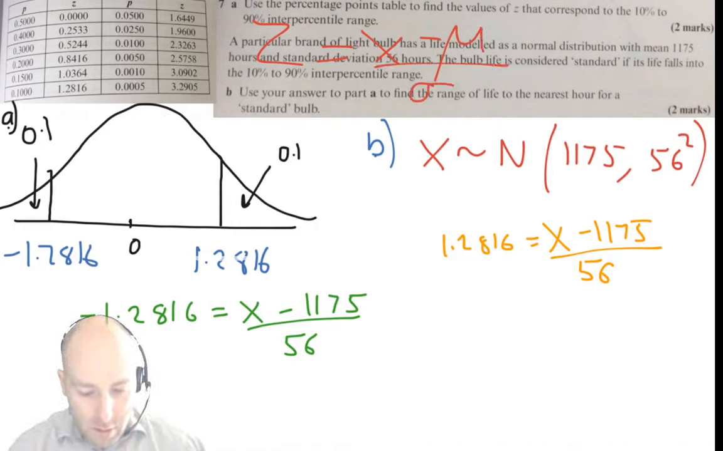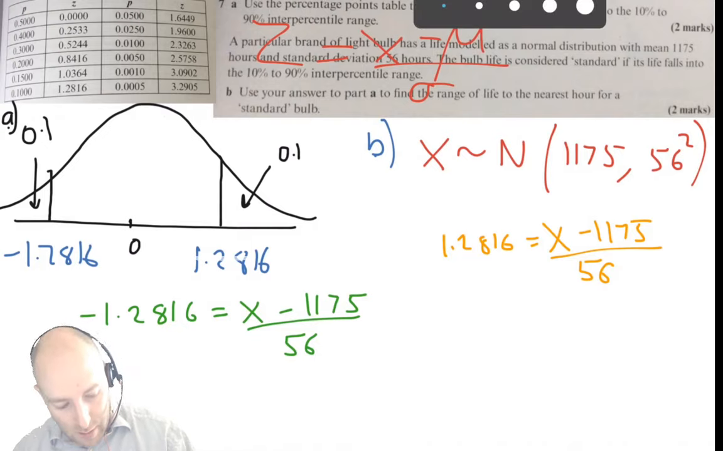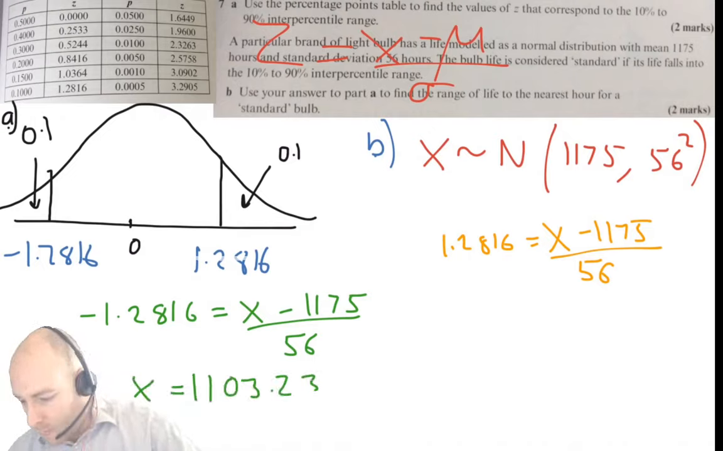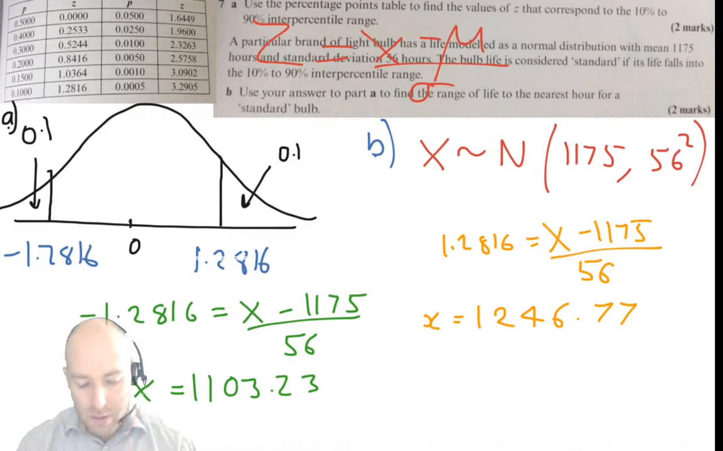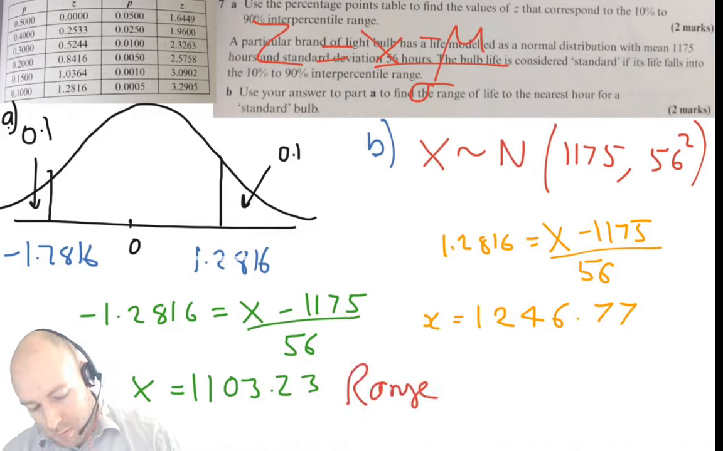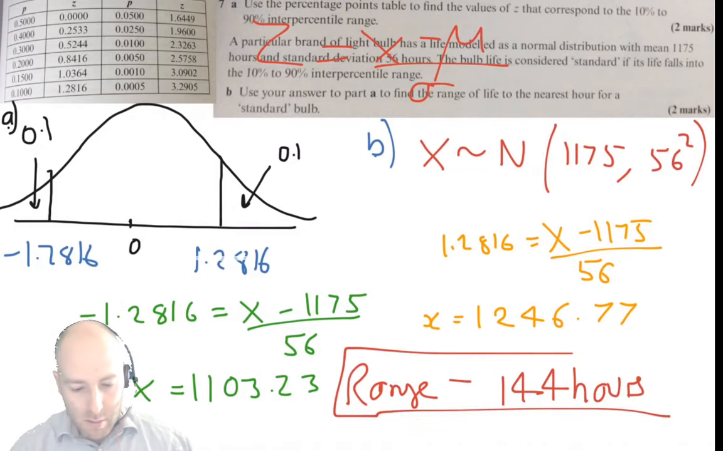Cool. So we want to find the range to the nearest hour. We're going to rearrange these two equations, multiply both by 56, and then add 1175. For this one, we get a value of x of 1103.23. For the other one, we get 1246.77. If you subtract those from each other and round, we get the range is 144 hours to the nearest hour, which is what I wanted.